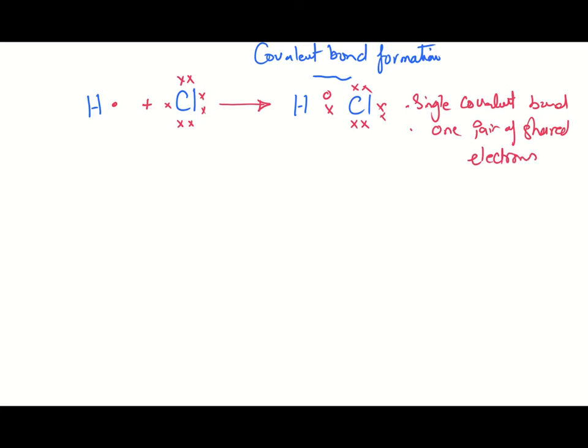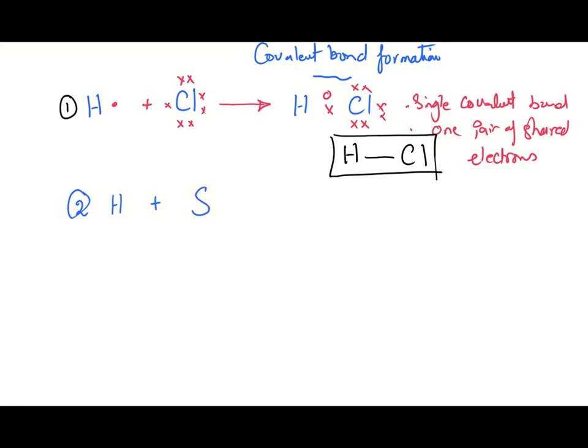Also, you can show that by drawing, by writing HCl. So the single covalent bond. Another example, hydrogen and sulfur. Sulfur lies in group 6 and has 6 electrons in the outer shell. Hydrogen has only 1. Hydrogen should share only 1 electron in the bond. So hydrogen will share 1 electron in the bond.